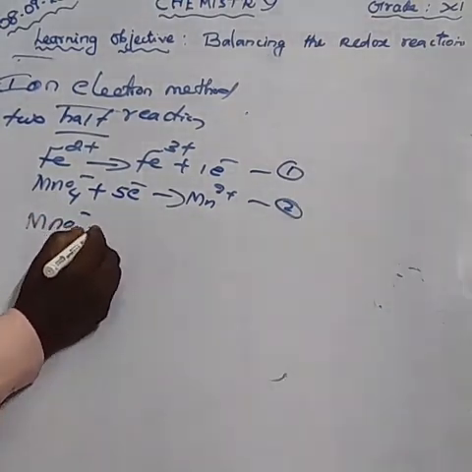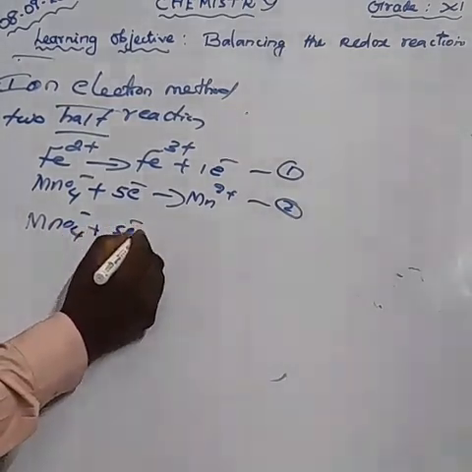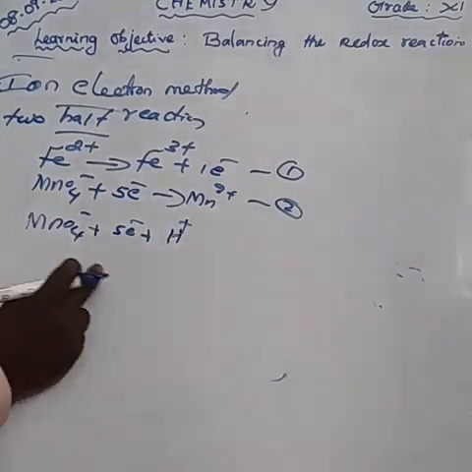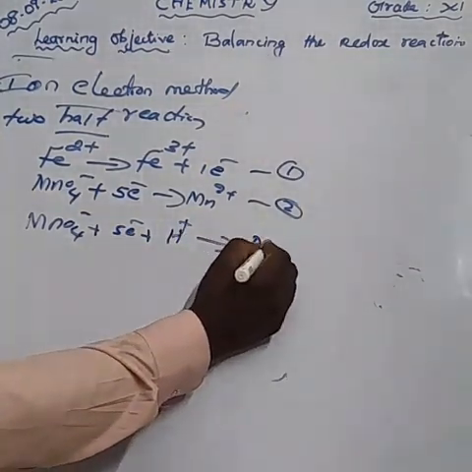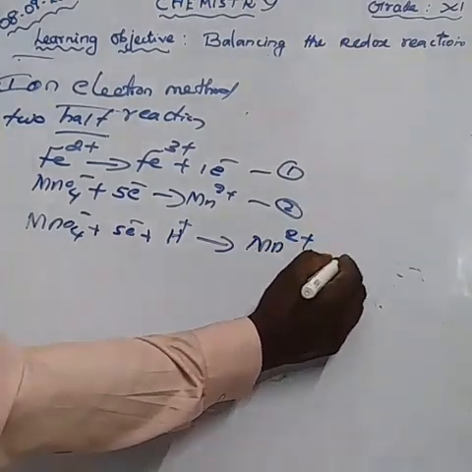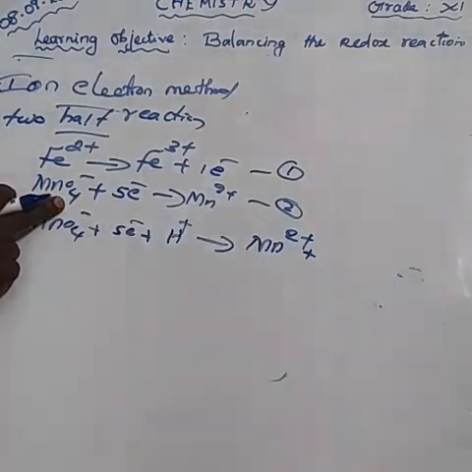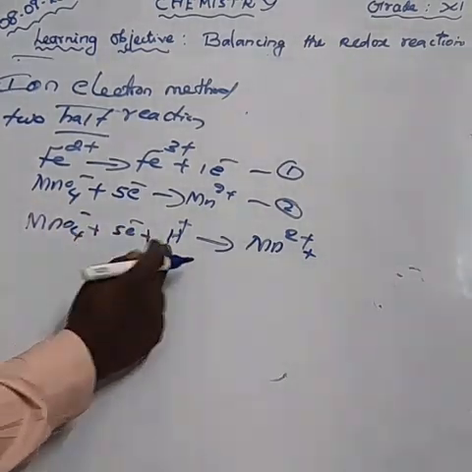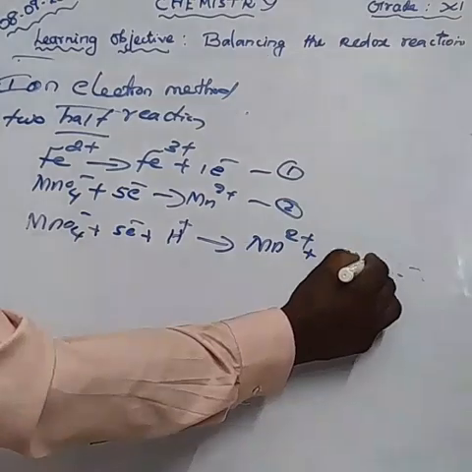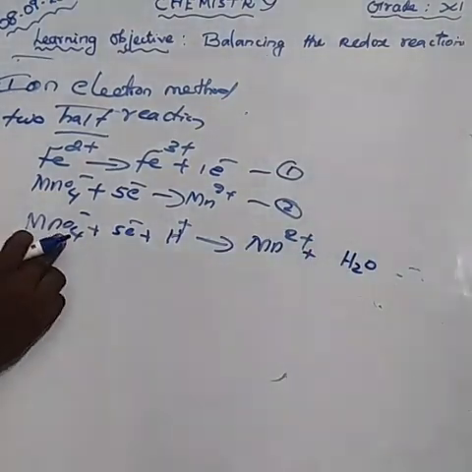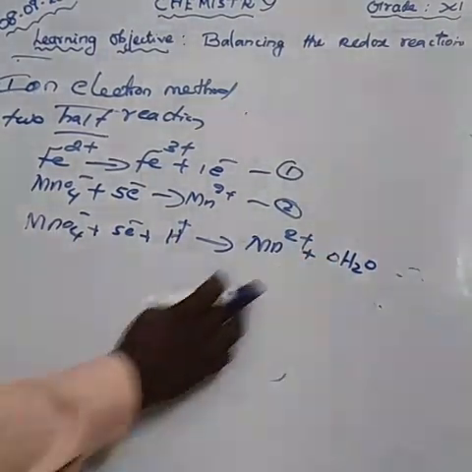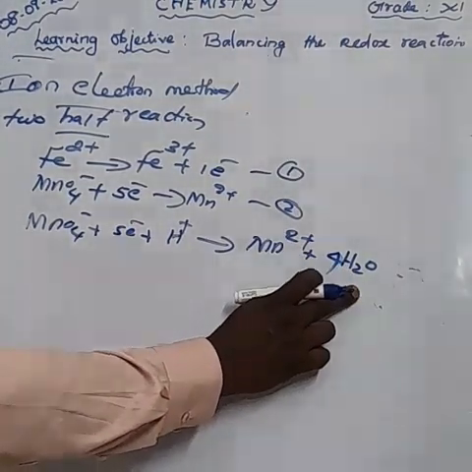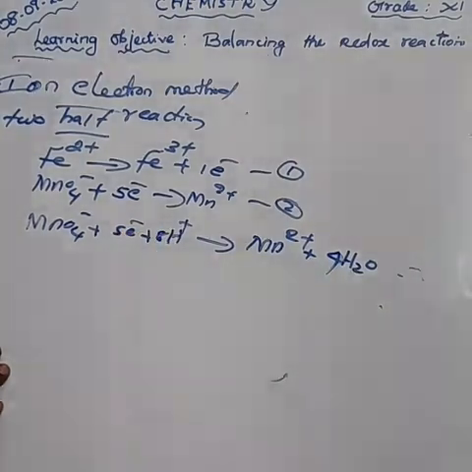MnO4- plus 5 electrons plus H+ gives Mn2+ plus water. Here we are adding 4 oxygen, and also hydrogen. So you should write H2O, adding water. 4 oxygen, so you should take 4 H2O. Now how much hydrogen is there? 8 hydrogen, 8 H+.